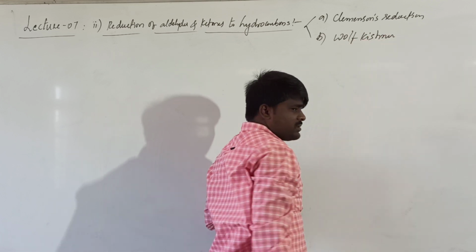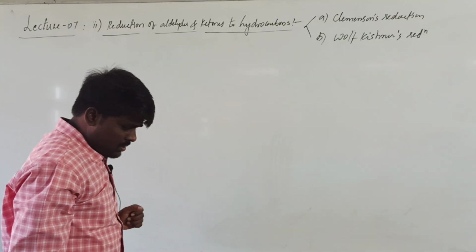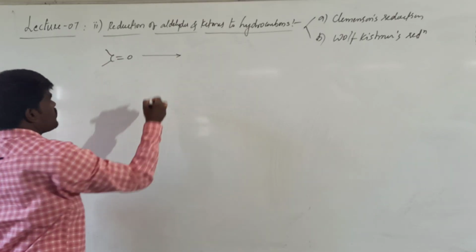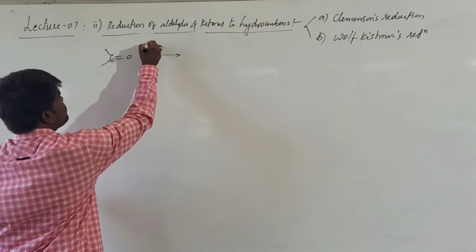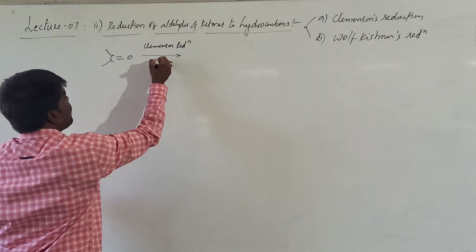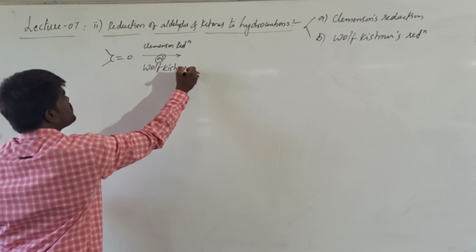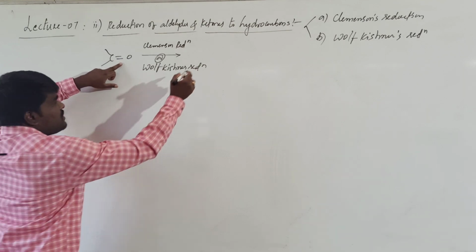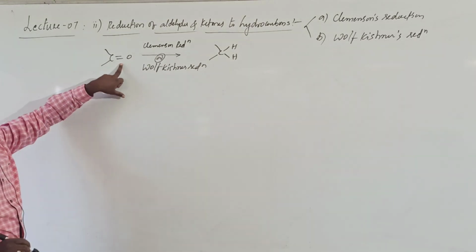They may be asked for 2 marks. Wolff-Kishner reduction, we call it. So what does this mean? This is a general representation of a carbonyl group. Either it can be an aldehyde or a ketone. If you are subjecting it to either the Clemmensen reduction or the Wolff-Kishner reduction, here you have to remove this carbonyl oxygen, and in place of this you have to add 2 hydrogens. This is what you have to do here.